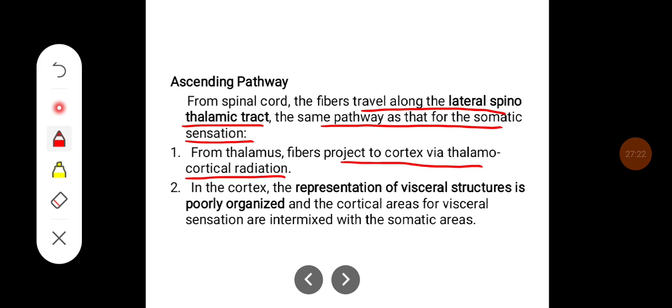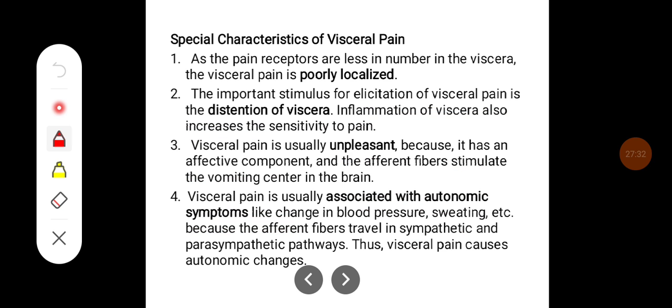In the cortex, the representation of visceral structure is poorly organized, and the cortical areas for visceral sensation are intermixed with the somatic areas. The special characteristics of visceral pain are as follows. As the pain receptors are fewer in number in the viscera, visceral pain is poorly localized. The important stimulus for elicitation of visceral pain is distension of viscera. Inflammation of the viscera also increases the sensitivity to pain.